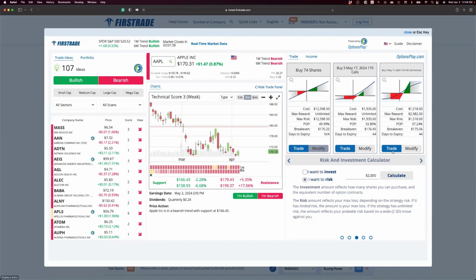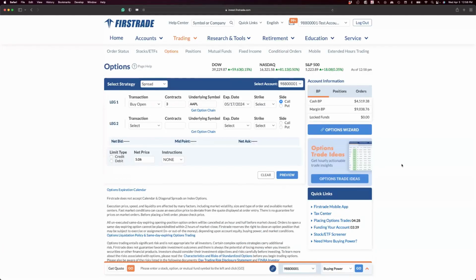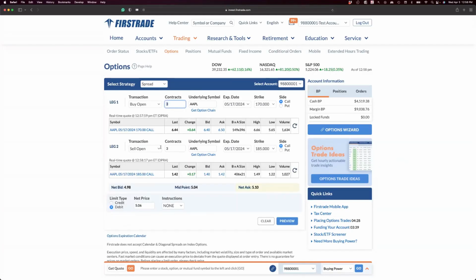So we actually have a calculator built into it for you, and then you can click on trade, preview order, and send this order for execution on your First Trade account. So this will already pre-fill for you the number of contracts if you use that risk and investment calculator.